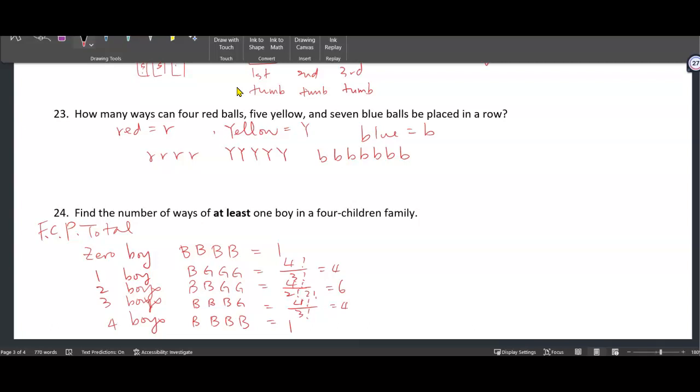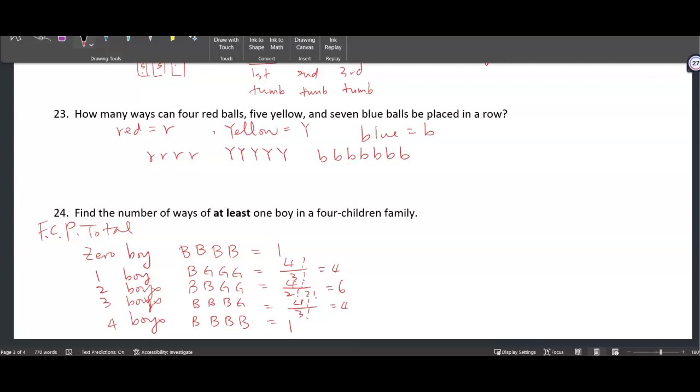Okay, so for number 23, we have 4 red balls. I'm going to use R for the red balls and the 5 yellow balls, so Y for the yellow balls, and B for the blue balls. And so 4 red ones, 5 yellow, and 7 blue balls. I think total that is what? Is that 16 balls altogether? Okay? 4 plus 5 plus 7.